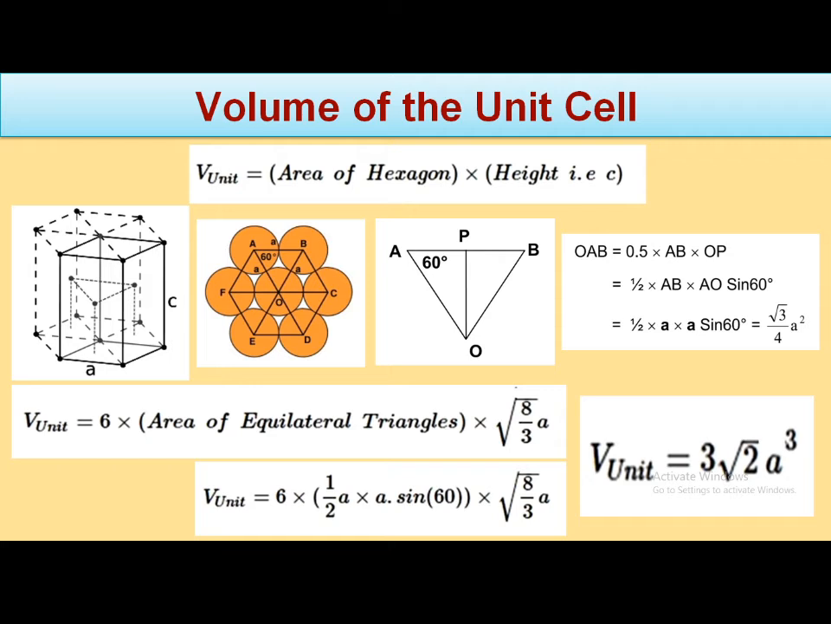If you substitute this value in this formula, V unit is equal to 6 times the area of the equilateral triangle into C, where C by A is root 8 by 3, which is another important relation. The ratio C by A is the actual ratio. So C can be written as root 8 by 3 into A. Hence, the volume of the unit cell becomes 3 root 2 a cube, if you substitute all these values in the formula.